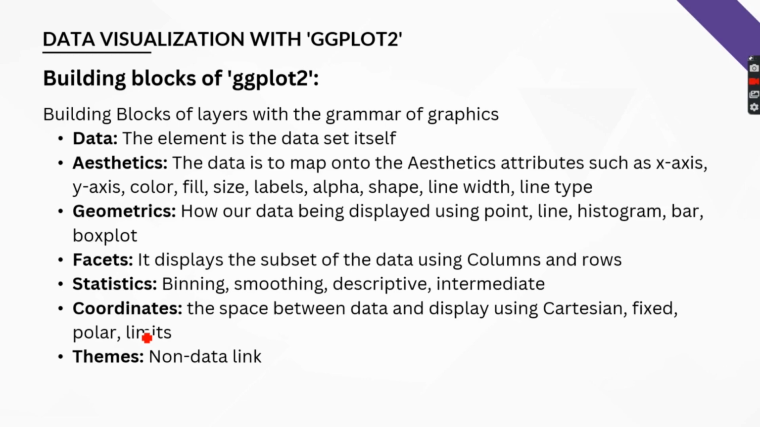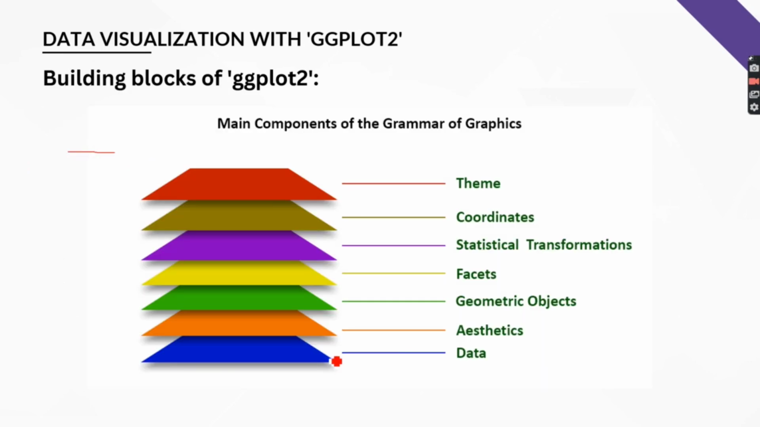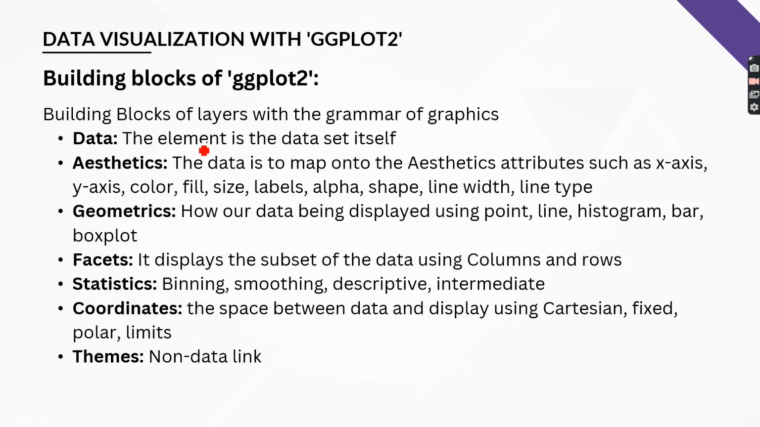So now let us see the building blocks of ggplot2. The very first block is data. See, data is the very first block here. What data does is, data is something we tell it about the data itself. Like in the previous programs, we were telling select that we are going to use this specific data frame.